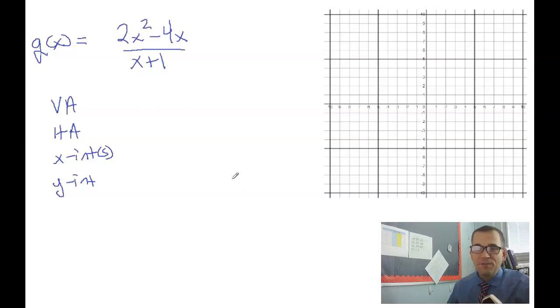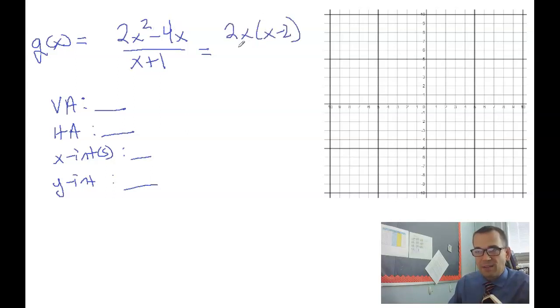Yay, another rational function. We are going to talk about VAs, we're going to try to talk about HAs, x-intercepts, y-intercepts. It's all about where to look, and then getting some guidelines in the grid and going from there. If I see things I can factor, I will want that other form. There's a common factor here of 2x, so I'll factor that out. This will come in handy when I'm trying to find x-intercepts.